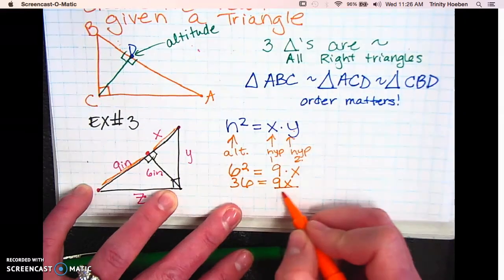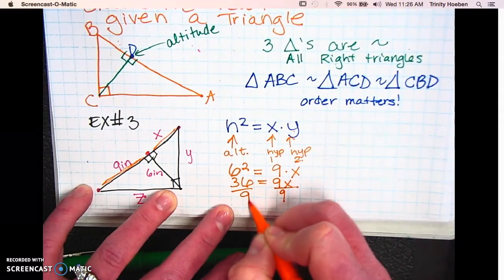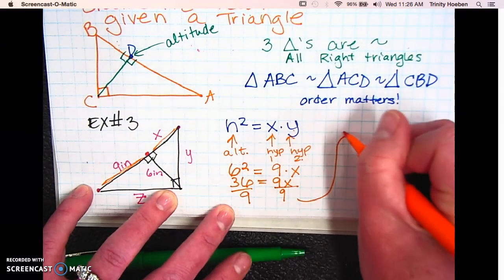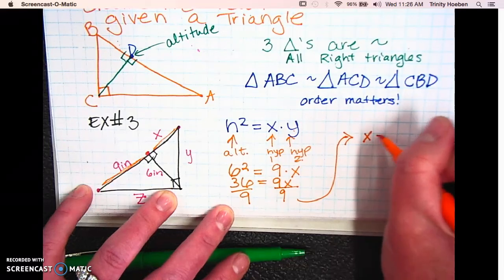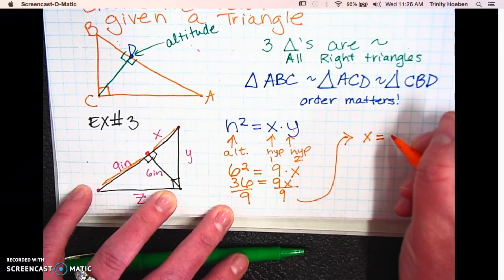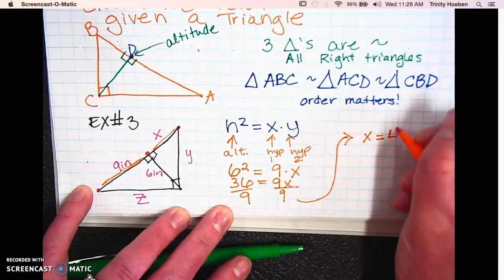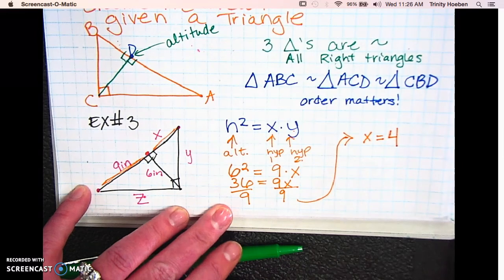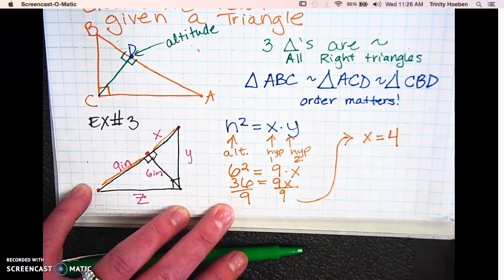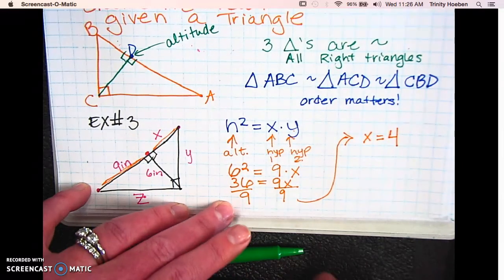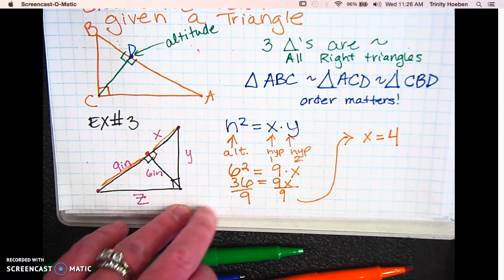We divide both sides by 9. So x is equal to what? How about 4? 36 divided by 9. If you can't do that in your head, you definitely need a calculator on you. I need to move this up because I'm running out of paper.